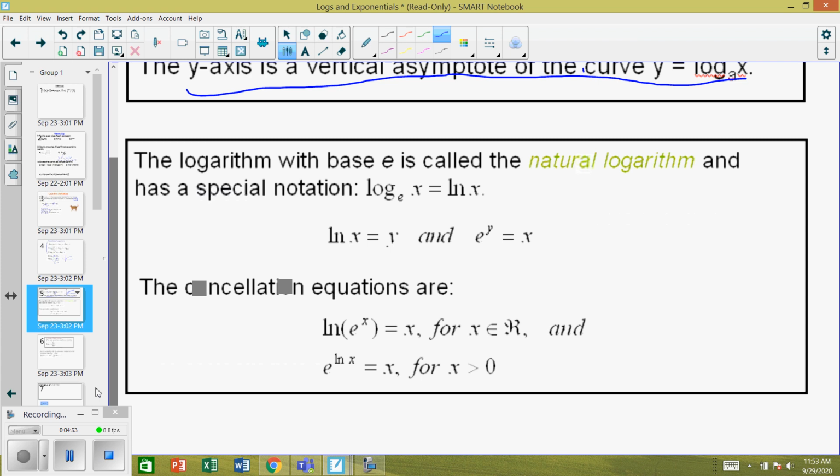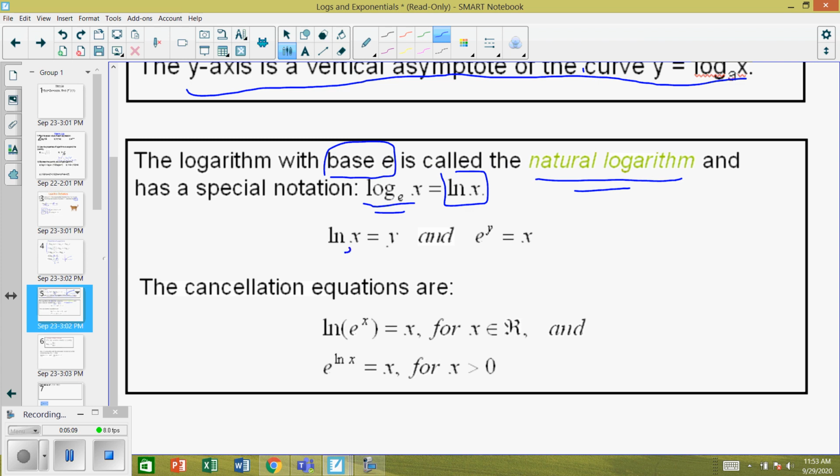All right. Just some other things here. This is a very important one. The logarithm with base e is called the natural log. So, here it is, base e. We rewrite that as ln of x. Hopefully you've seen that before.